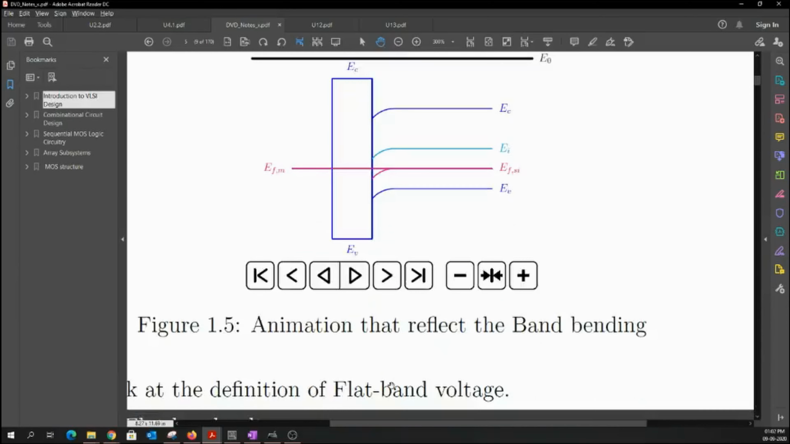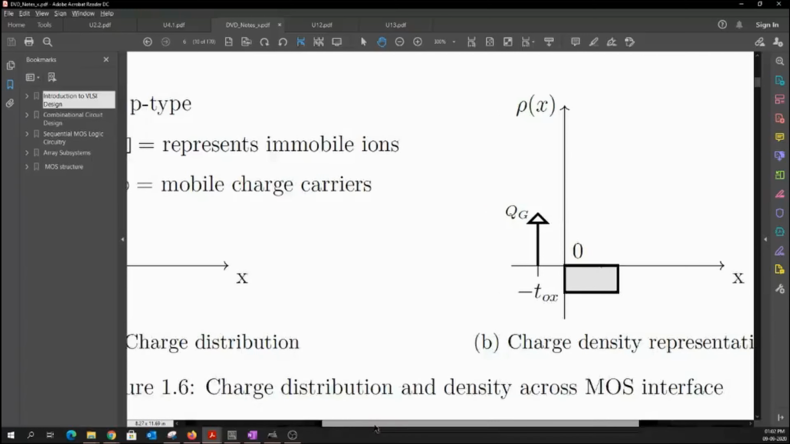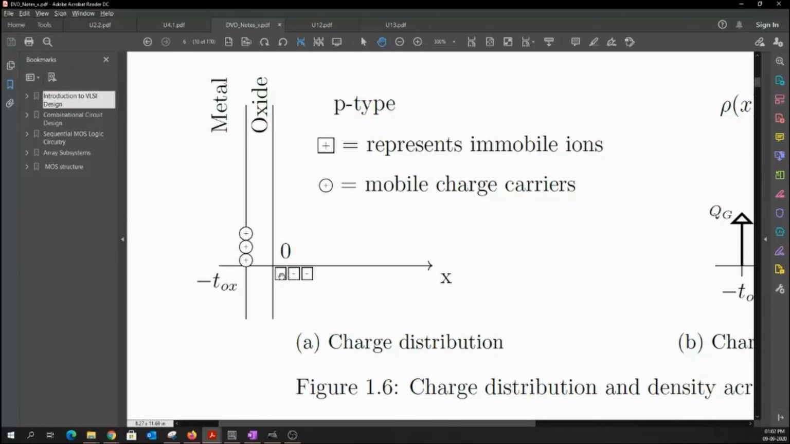So under this condition, I have the charge profile, which looks something like this. Okay, it leaves a negative ion, because it has removed some of the holes away from the interface. So I'm just going to use a square to represent ions and circles to represent the free carriers here, okay? So now, because we have removed some of the holes away from this interface, because of the reduction in the concentration of holes near the interface between the oxide and the semiconductor, it leaves some sort of immobile negative ions at the interface.